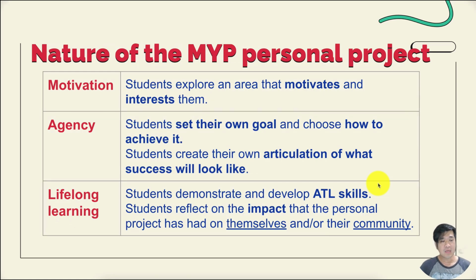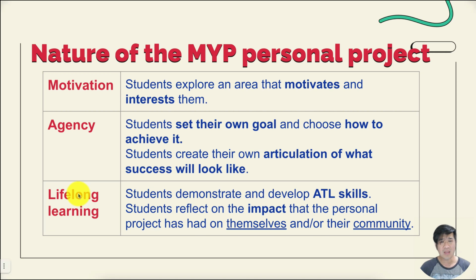Now, here is the nature of the MYP personal project. So the motivation should be to explore what motivates and interests you. Okay, so what is your interest? Find your own motivation. So you need to set your goal in it. So what is the agency? So students set their own goal. So you are the one who's going to be setting your own goal, and then you need to achieve that goal. Okay, now students create their own articulation of what success will look like. So it's up to you, and you are going to make the criteria for yourself.